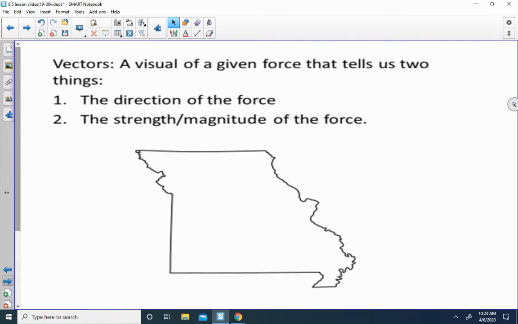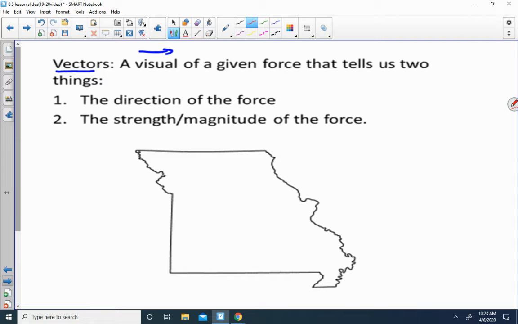So, just to give you a little more introduction to what vectors are, vectors are a visual, or in this case, we'll let them be arrows. They are visuals of a given force that tell us two things. They tell us the direction of the force and also the strength and magnitude of the force. Now, when I'm talking about force, I'm talking about anything that produces energy, like wind. Usually wind is probably the best way to describe it.